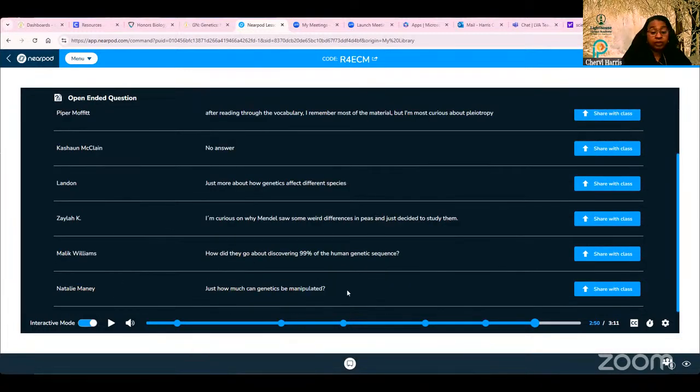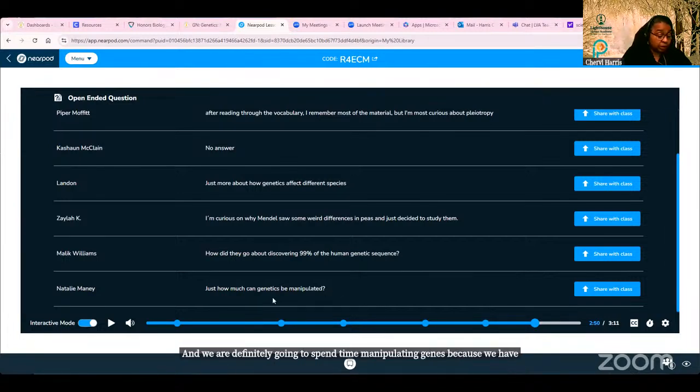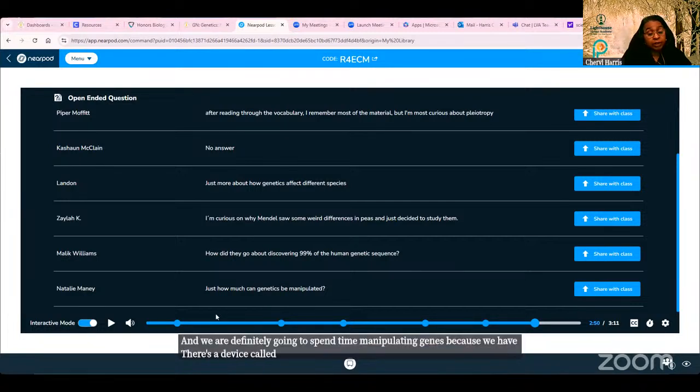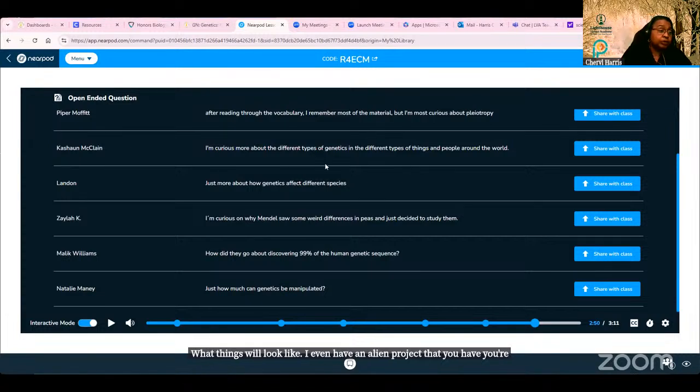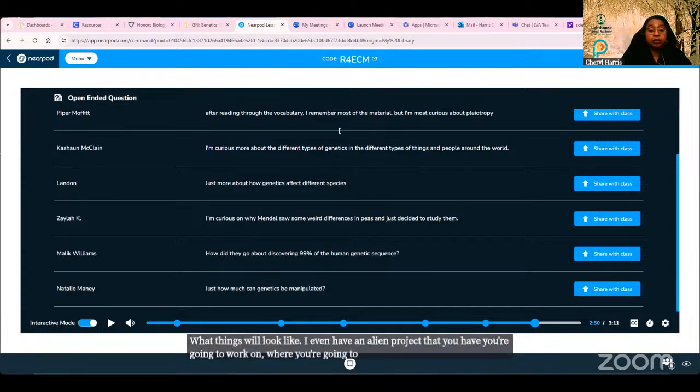All right, we are definitely going to spend time manipulating genes because there's a device called a Punnett square, and it goes from being 4 to 16. And so we're going to spend a lot of time learning how to manipulate genes and looking at outcomes, predicting what things will look like. I even have an alien project that you're going to work on, where you're going to predict what your personal little alien is going to look like. Okay. All right. Thank you.